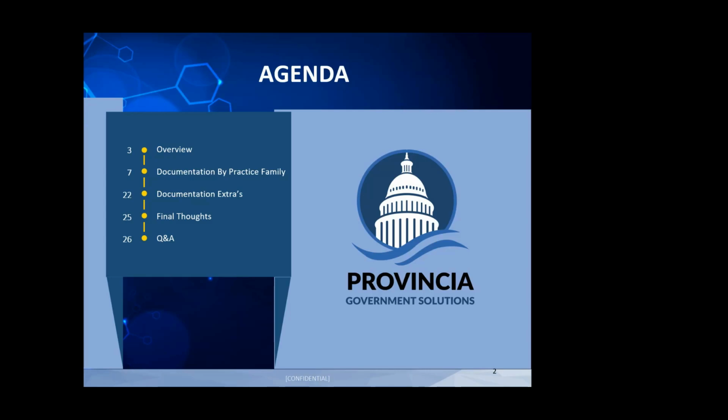So this is our agenda. We're going to be looking at an overview of really kind of the requirements around documentation. We're going to talk a little bit about documentation by practice family. We're going to take a look at some extras related to documentation, and then we're going to finish up with a couple of final thoughts and some time for Q&A.